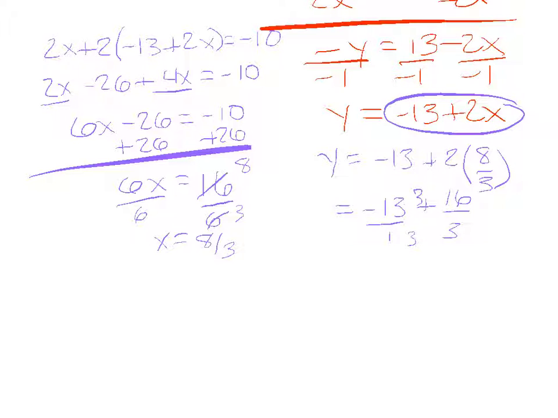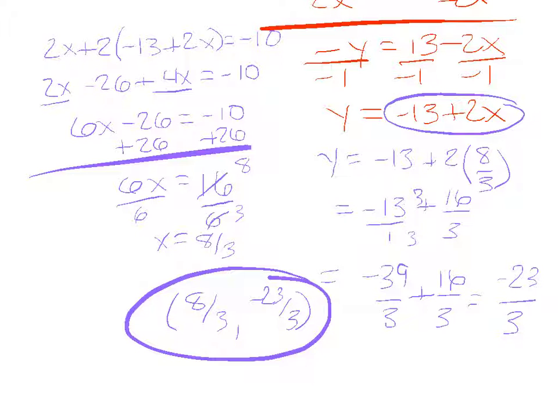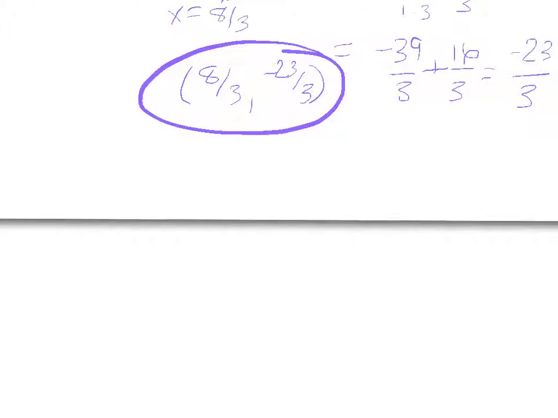I really think I must have made a mistake somewhere. So we got negative 39 over 3 plus 16 over 3 gives me negative 23 over 3. That's my y value. So x is 8/3, y is negative 23 over 3. That is pretty darn gross. There is my answer. So it's all the same thing over and over and over again.